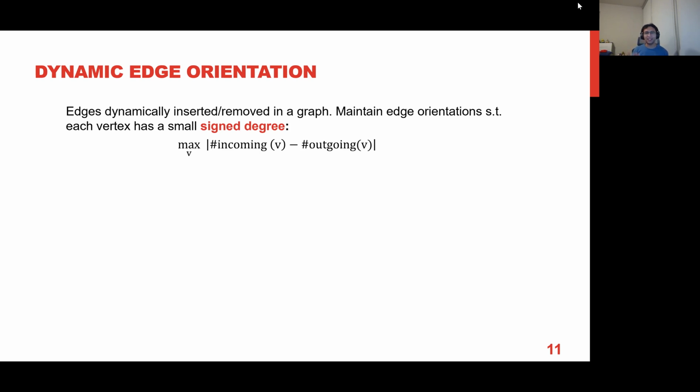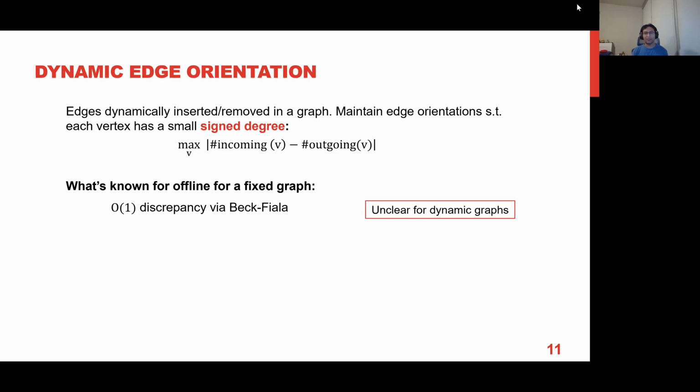What do I mean by sign degree? It's the magnitude of the number of incoming edges minus the number of outgoing edges. So you want to make sure that each vertex is nearly balanced, with incoming and outgoing degrees nearly the same. So that's the problem: edges arrive and depart, and you have to orient them. I won't show the reduction, but this is a special case of the vector balancing problem, where you have sparse vectors with all zeros and only two coordinates having 1 and -1, and then you can capture this problem.